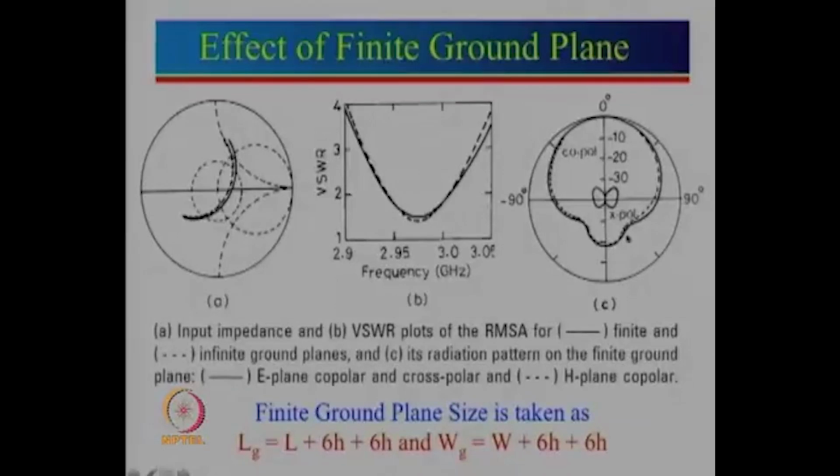For infinite ground plane there will be 0 radiation at the back, but for finite ground plane we have taken this size over here. In that case you can see the scale is 0, -10, -20. So, that is about -18 dB. So, front to back ratio is 18 dB. Now, many a times 18 dB is acceptable, but sometimes 15 dB is also acceptable, sometimes 30 dB is also acceptable.